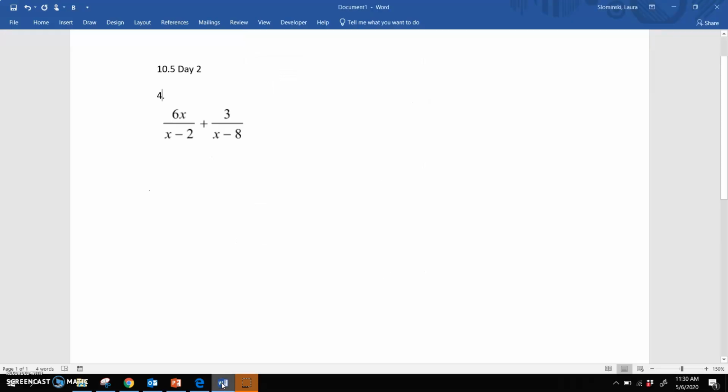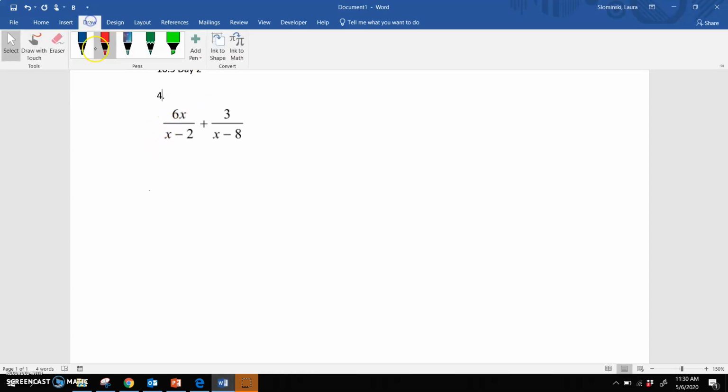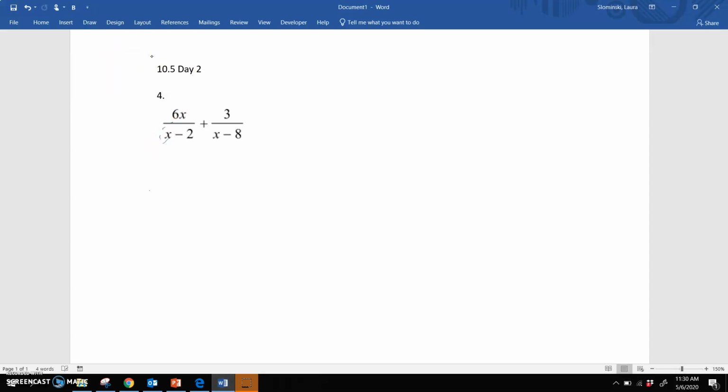In number 4, again, as always, I need to see first if I can factor and simplify each individual fraction, and I cannot. Please note one common mistake would be that people would try to cancel out this x, and that would be an algebra no-no, okay? Because of this minus on the bottom, you are not allowed to cancel those x's. So I'm ready to find my LCD right away.